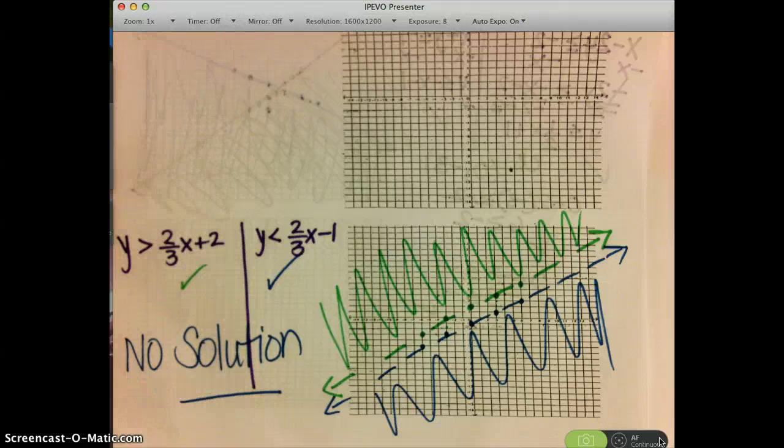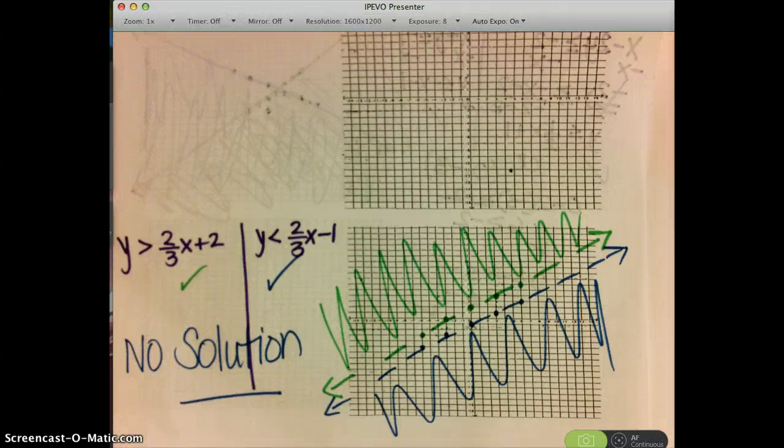Okay, we'll practice graphing systems of inequalities in class tomorrow. It will be very beneficial if you remember to bring some markers or color pencils.